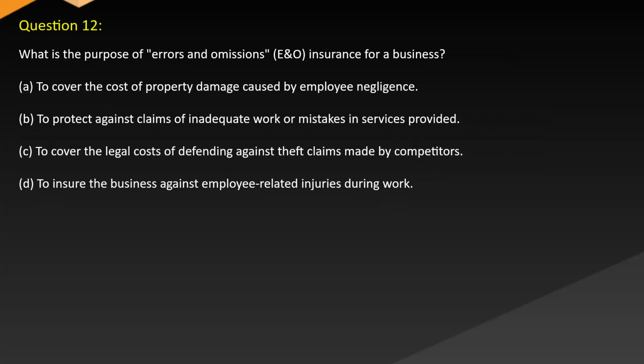Question 12. What is the purpose of errors and omissions insurance for a business? A. To cover the cost of property damage caused by employee negligence. B. To protect against claims of inadequate work or mistakes in services provided. C. To cover the legal costs of defending against theft claims made by competitors. D. To insure the business against employee-related injuries during work.